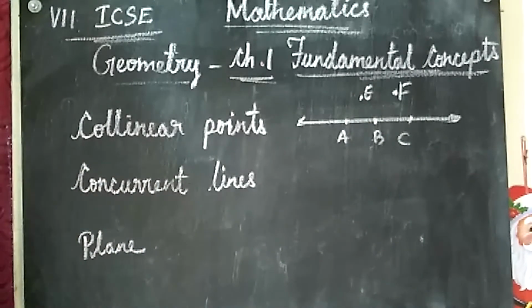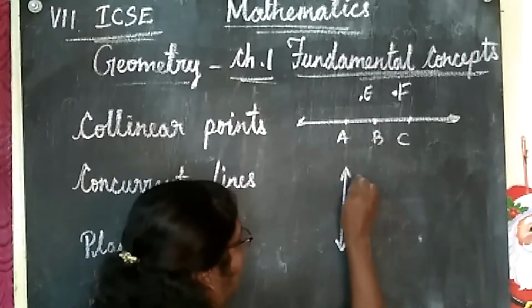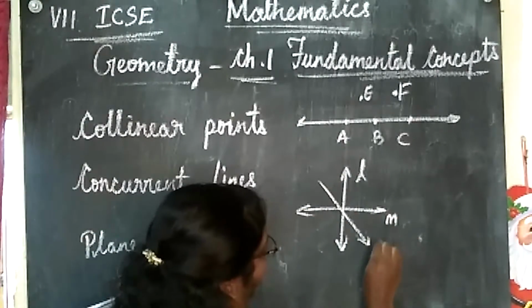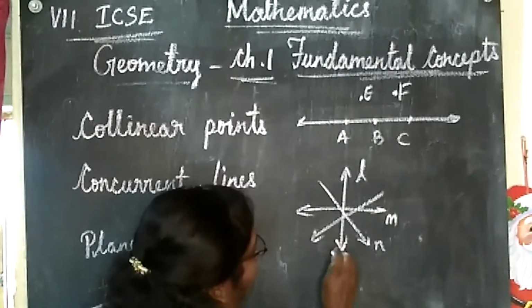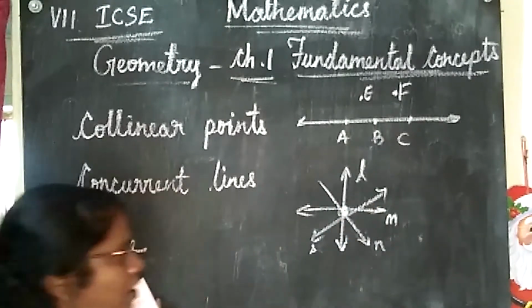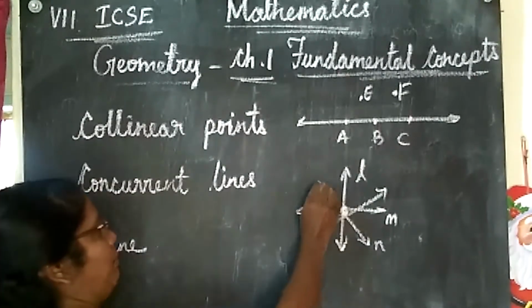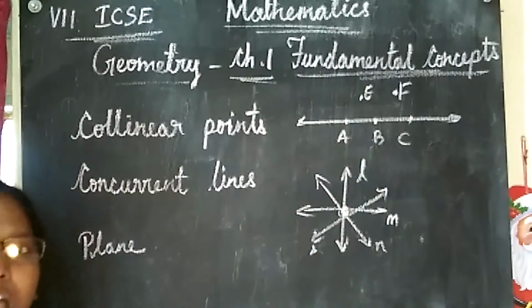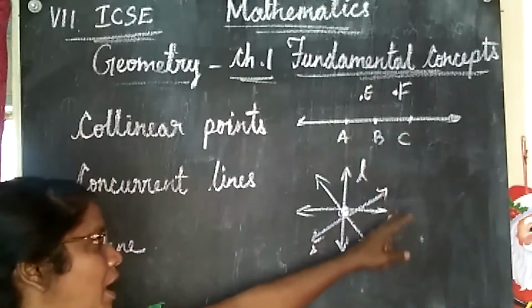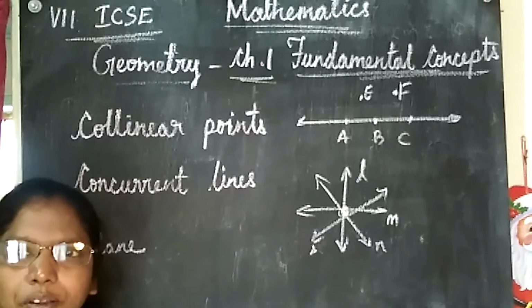Next is concurrent lines. Concurrent lines mean what? If there are more straight lines that have one point in common. Listen, I am drawing one straight line here, L. Another straight line, M. Another straight line, N. Another straight line, S. Many straight lines pass through one point. Three lines or more than 3 passing through one point are said to be concurrent lines. These lines L, M, N, S are called concurrent lines.